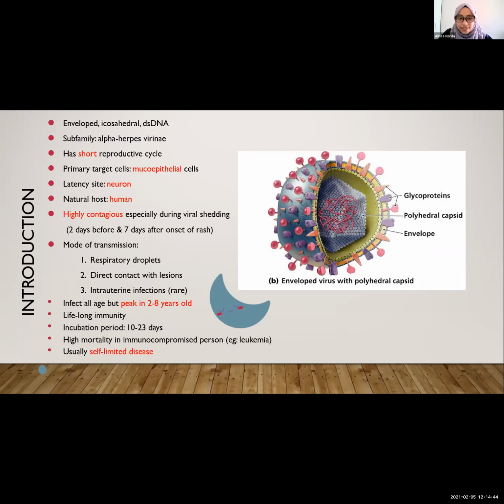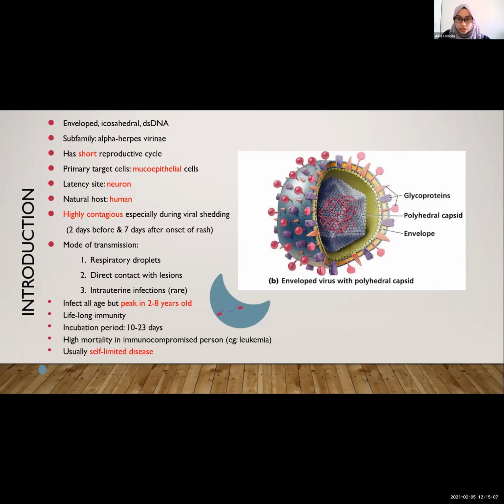The latency site is at the neuron and the natural host is human. It is very contagious, especially during the virus shedding time, usually 2 days before the onset of rash and 7 days after the onset of rash. The mode of transmission is via respiratory droplets, direct contact with lesion, and also intrauterine infection. However, it is quite rare.